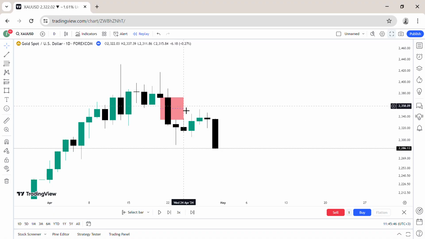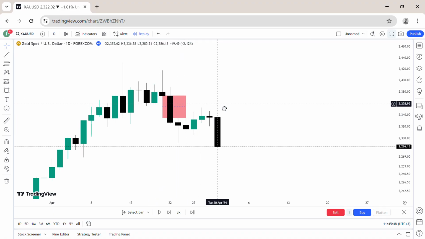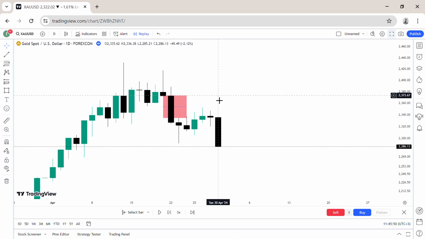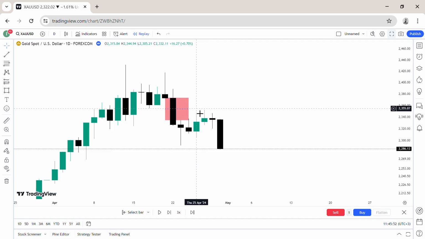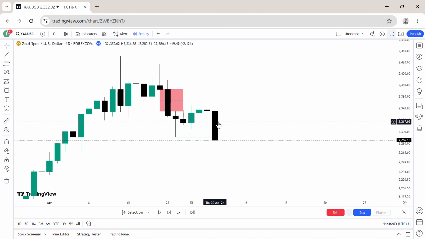This is a daily fair value gap that had the strength to push the price lower to this swing low right here, okay. So that's a swing low. If you look at the current day candle, this one, it's bearish, and because it's bearish, it closed below the swing low, okay.